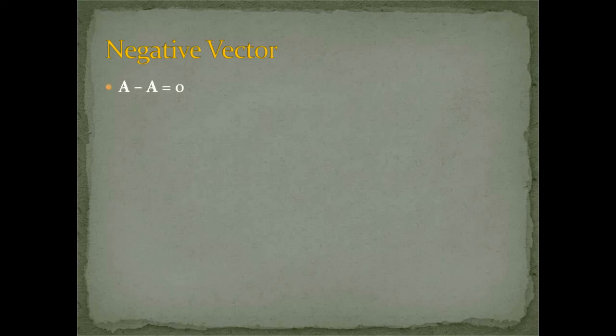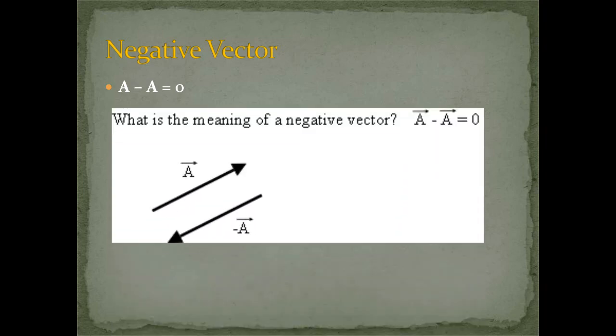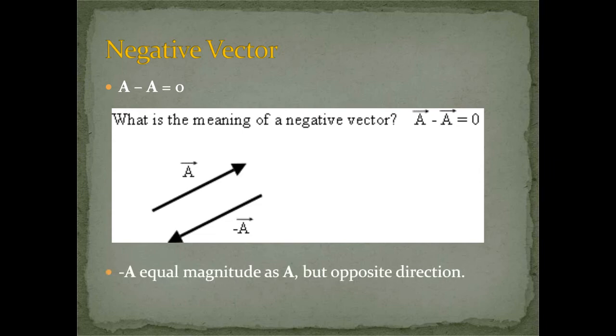Now, yes, there is a negative vector. If you add a positive and negative vector together, you get 0, or you could call it the 0 vector. What does it really mean? It means the vectors are equal in magnitude but opposite in direction. Sometimes we say these are anti-parallel because they're 180 degrees apart. When we subtract them, we will get 0, or the 0 vector. So negative A has the same magnitude as A but opposite direction.